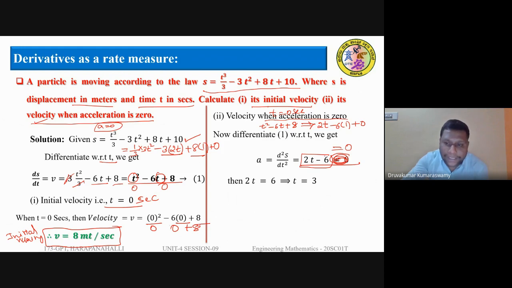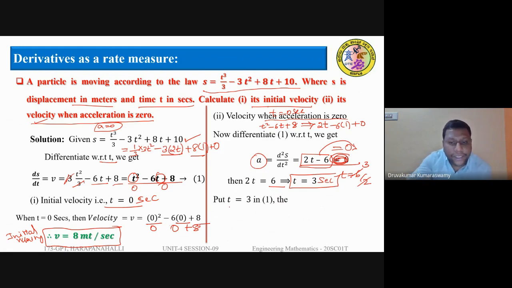So 2t − 6 = 0. Shifting the −6 to this side, it becomes +6. So 2t = 6, and t = 6 divided by 2. 2 ones are 2, 2 threes are 6. So we get t = 3 seconds. When we take acceleration equal to 0, the time is 3 seconds. Then what is the velocity?